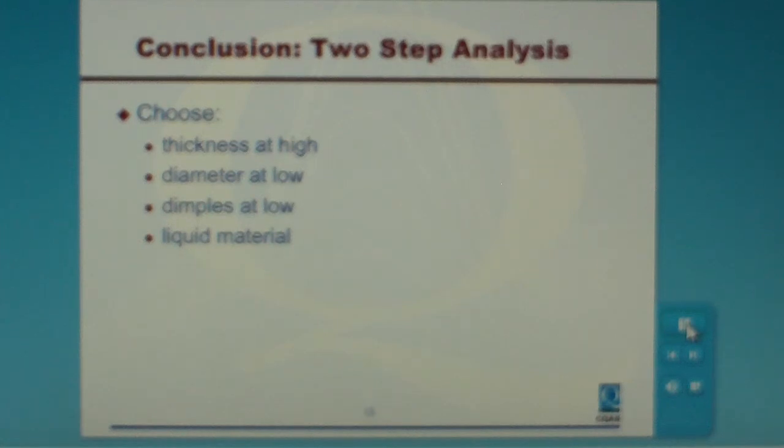Wait a minute. When we did the one-step analysis, we concluded that we wanted thickness at low. Other than that, the 2 analyses match. Maybe it doesn't matter that much. But in the effects plots, it looked like the thickness effect was just as big as the others. Oh well, let's charge on.